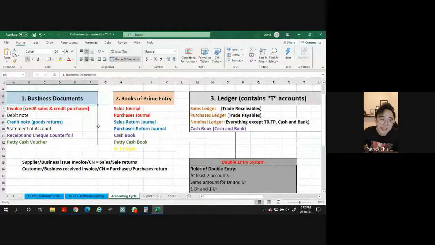So why are invoice and credit note important? Because can you see that they have to be recorded? There's a color in the second part, which is the books of prime entry. This is the one that needs to be recorded. The ones that need no recording are still important, not to say not important, just not as important.